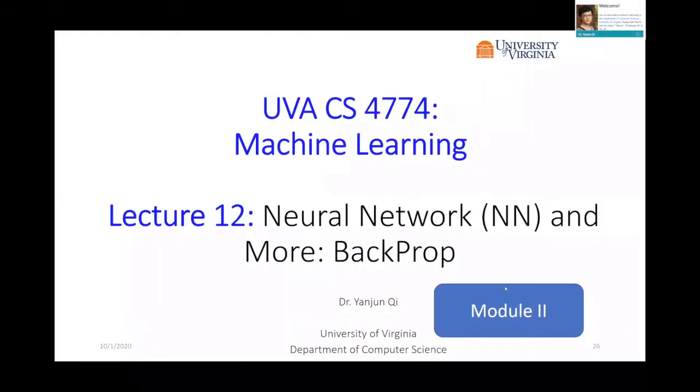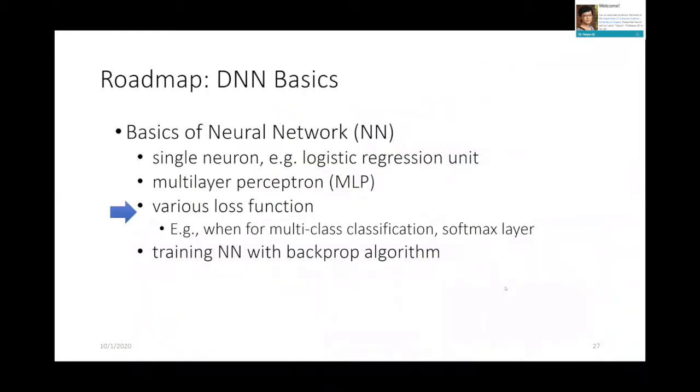Okay, so this is the second module in the basic neural network models, lecture 12. And now we're going to touch on loss functions and also a very, very important layer called the Softmax layer.